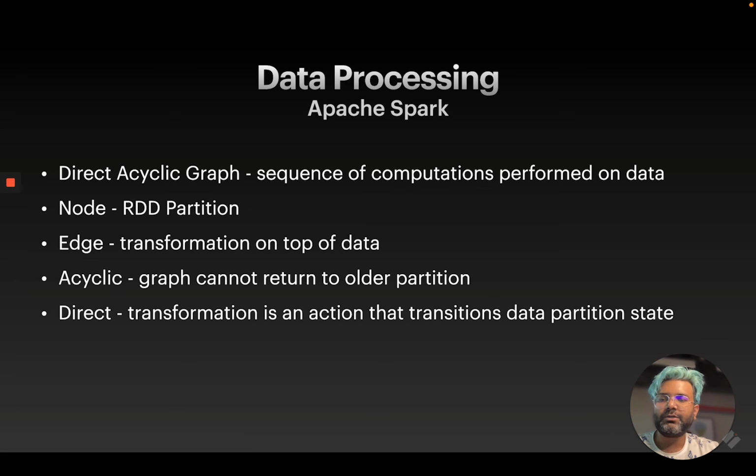The DAGs, right? DAGs are the sequence of computations which is performed on data in the context of Spark. In this DAG, the nodes are the RDD partitions, and the edges are the transformations that are to be applied on top of data. And this DAG is acyclic, meaning that you cannot return to an older partition, you cannot return to an older state that has already been performed. And this is a direct transformation, which is an action that transitions the data partition state.